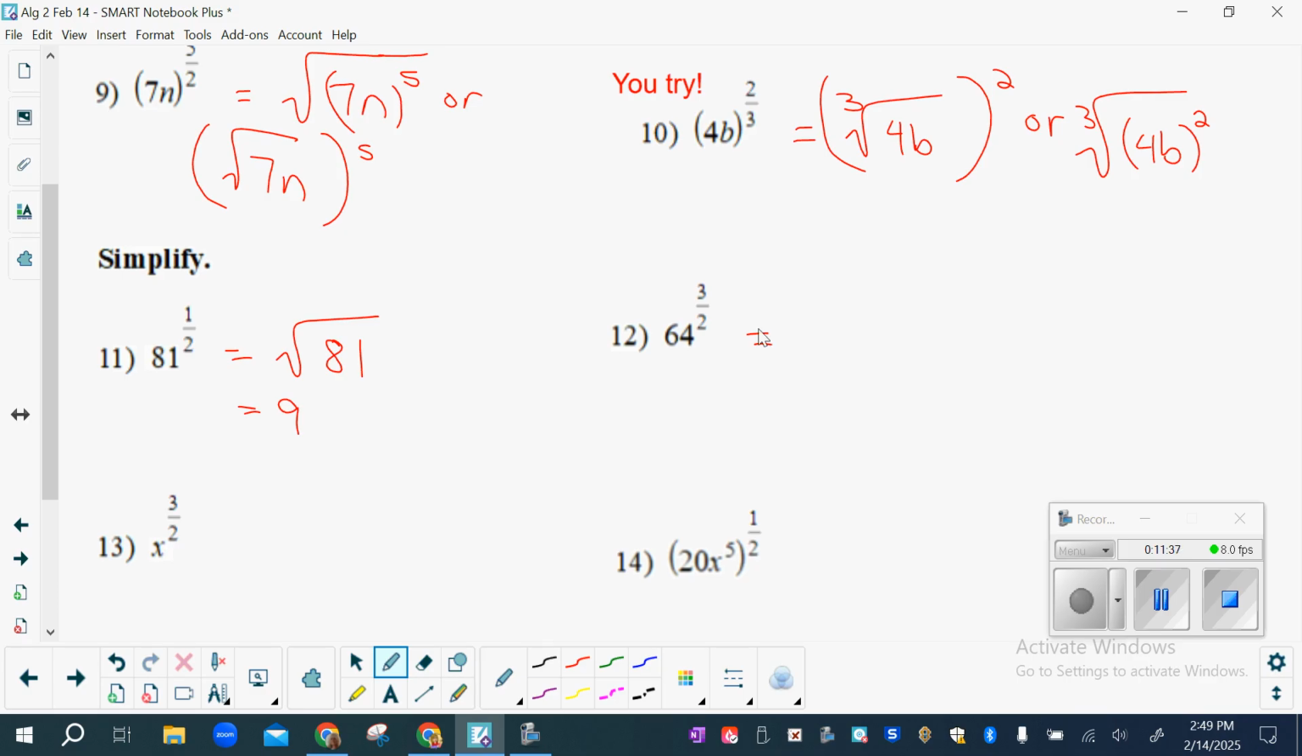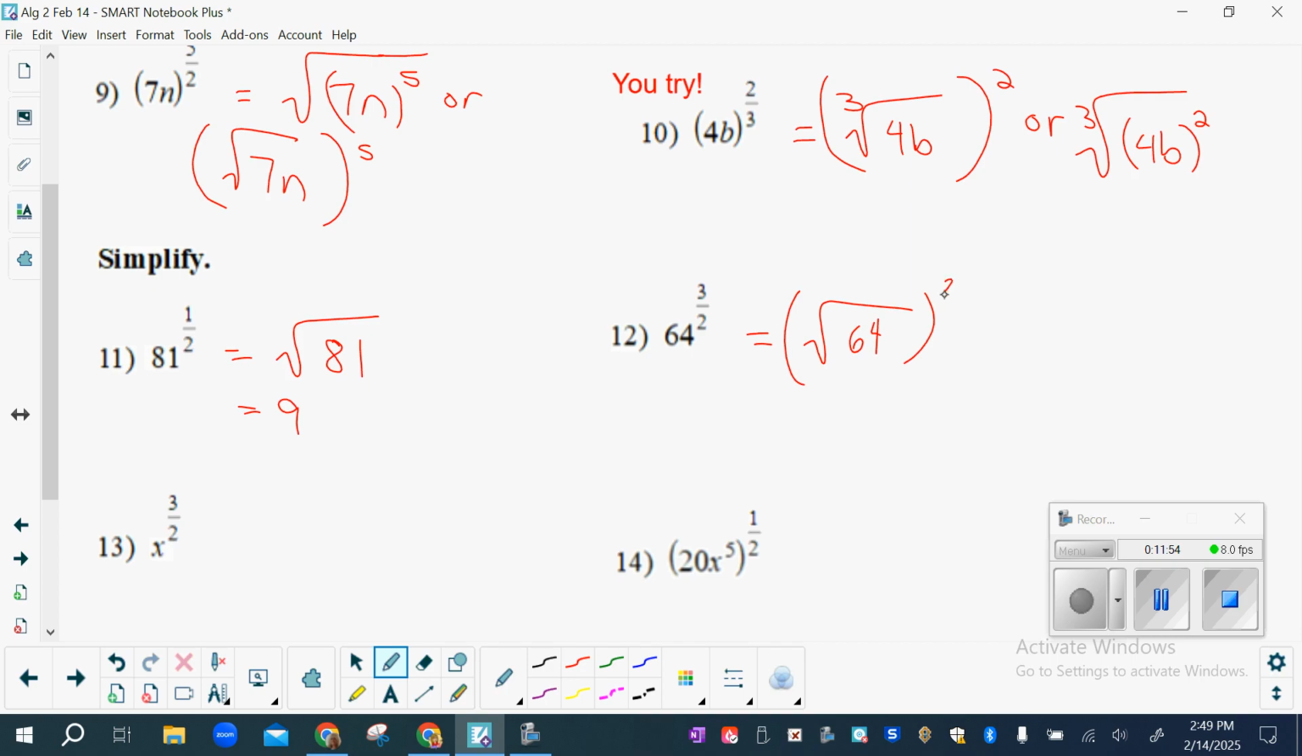Okay, 64 to the 3 halves. This is back here. I'm going to rewrite it in radical form. That's 2 on the left side, the square root, parentheses and 3 outside.